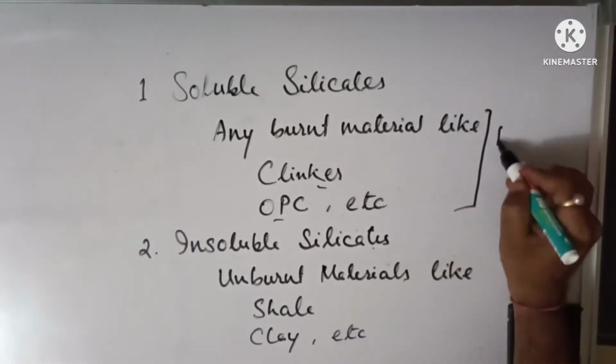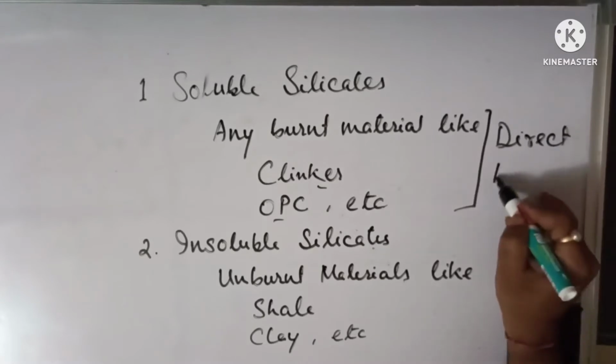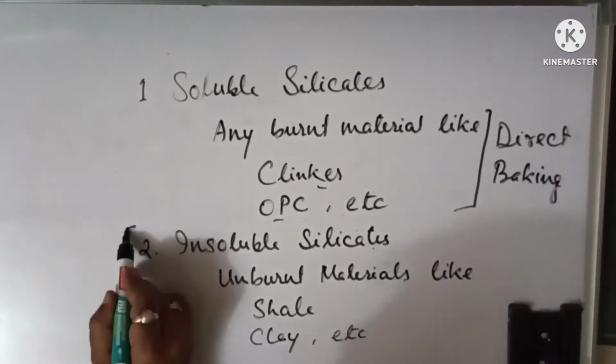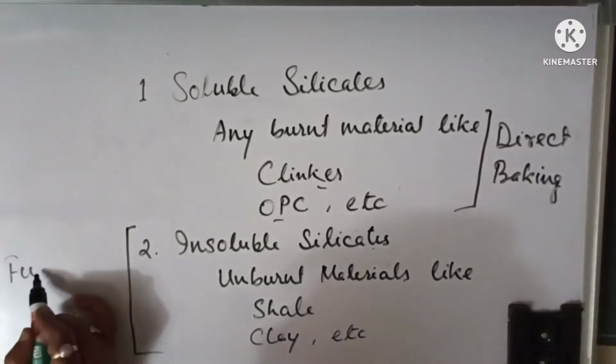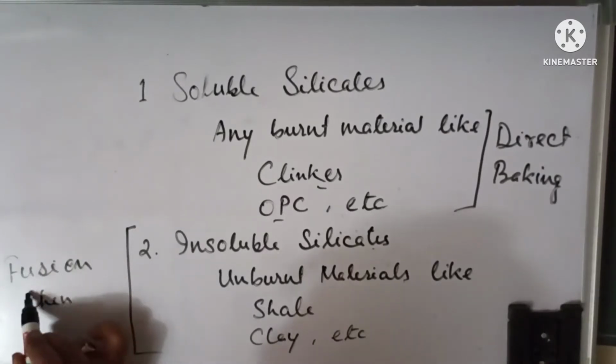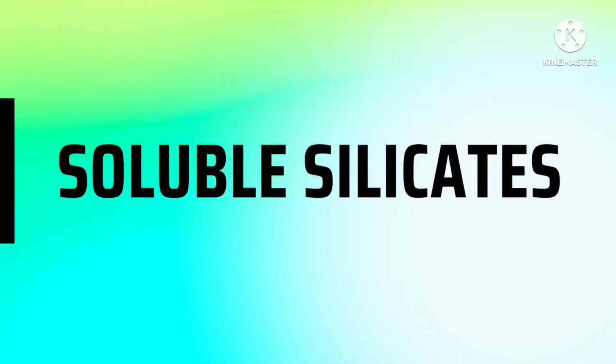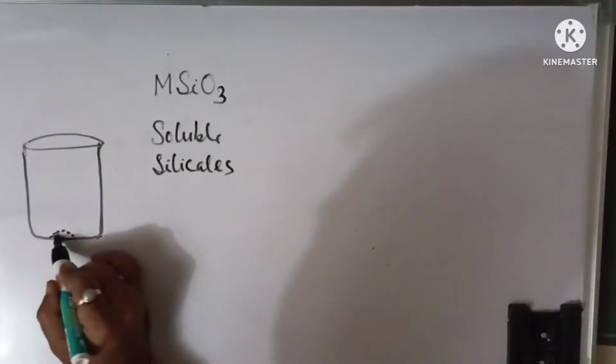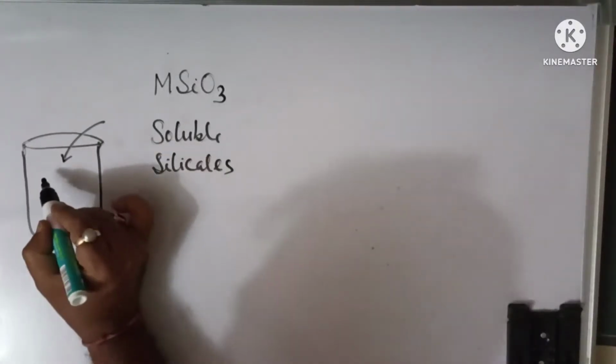For any burnt material where soluble silicate is available, we follow the method of baking. But in case of unburnt material where insoluble silicate is available, we follow the process of fusion. Now starting with soluble silicates. For soluble silicates, analysis is started with baking.